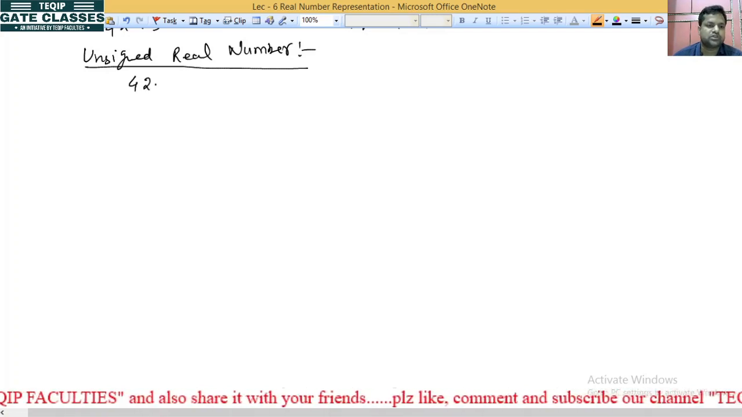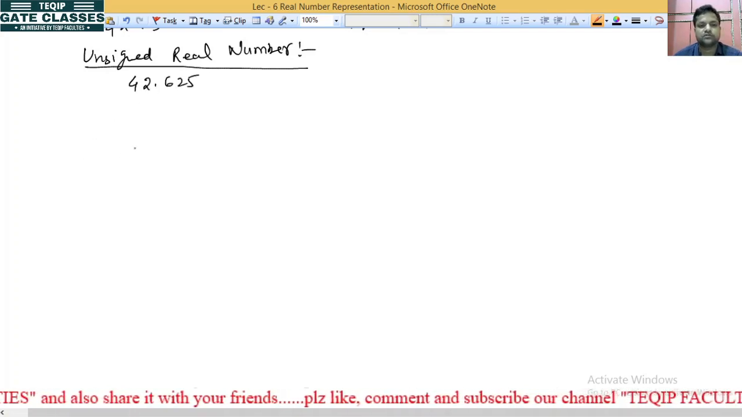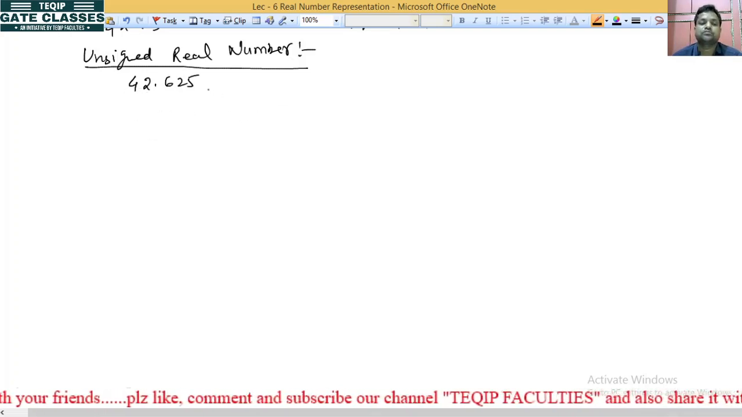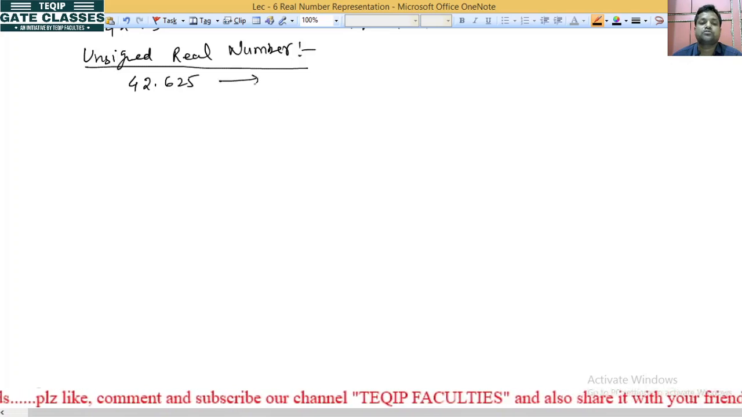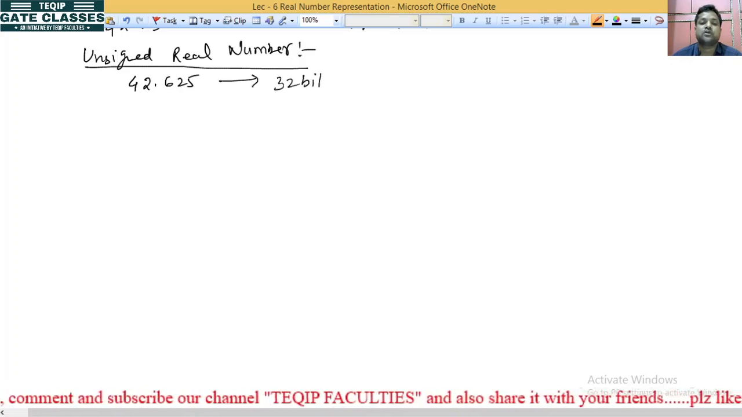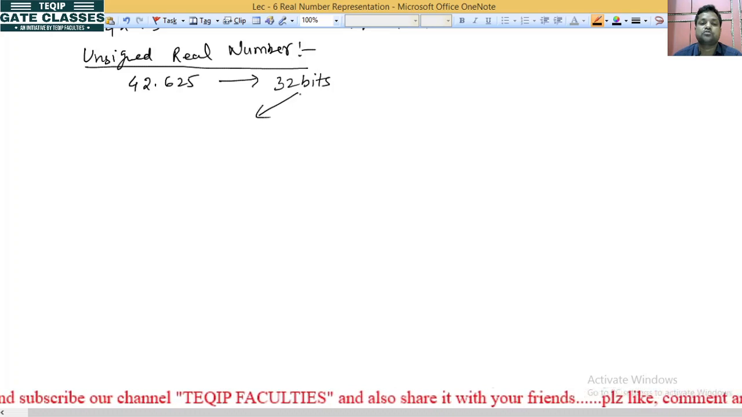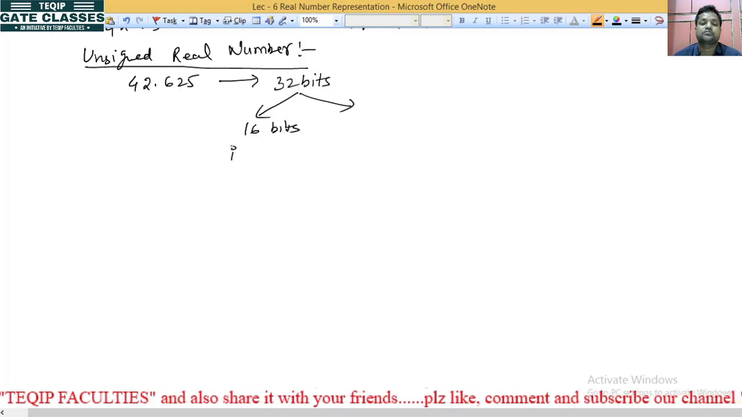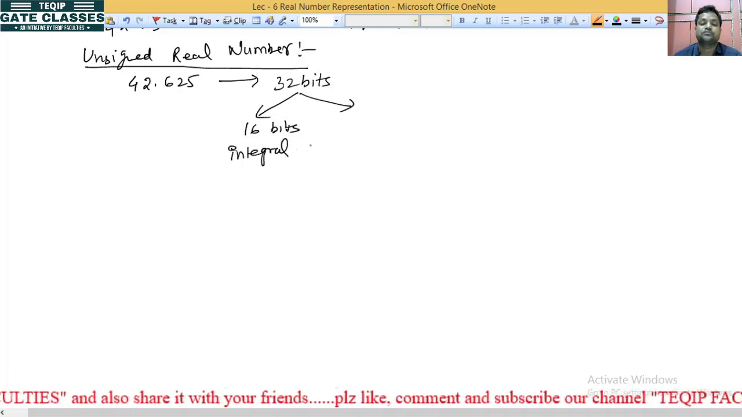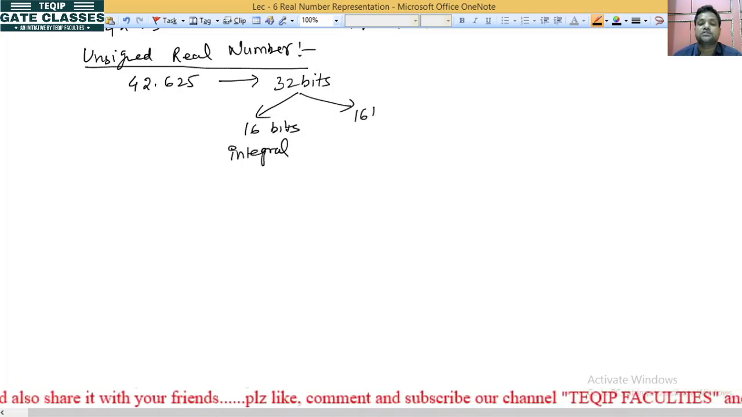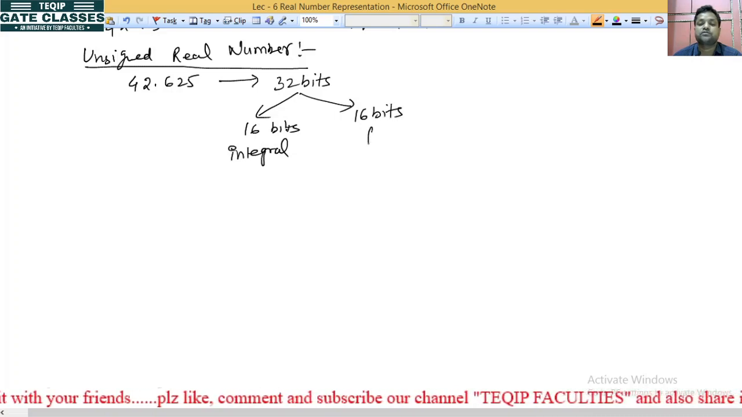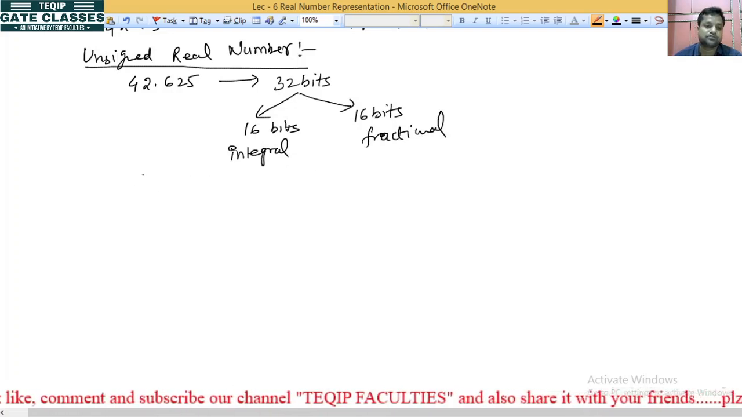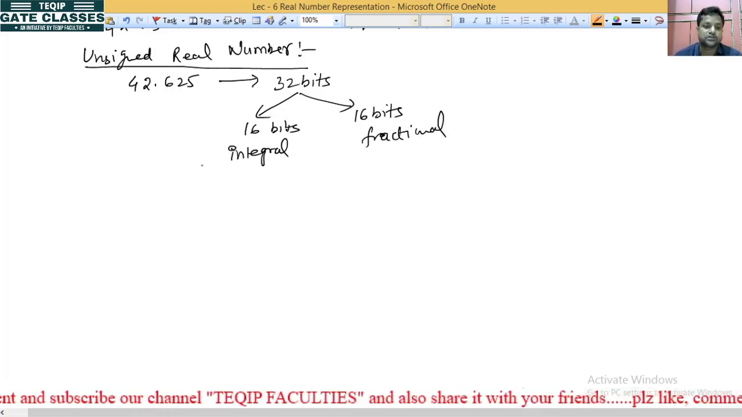Suppose I have a value 42.625 na, and we have to store this number. Suppose I want to store this number in 32-bit format. Out of these 32 bits, 16 bits are used for integral part, always it is given, and the rest 16 bits are used for fractional part. So what will be the storage?